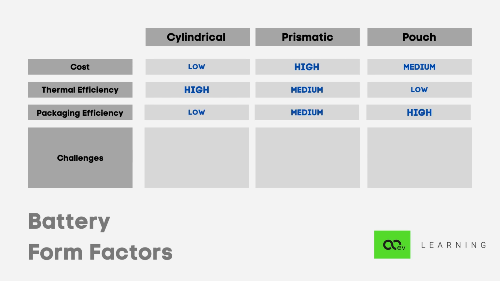Now coming to the packaging efficiency, pouch cell has highest, followed by prismatic and finally cylindrical. The reason being, pouch cell as well as prismatic can just be stacked one above another, or we can say sideways. But if we are placing cylindrical cells, that will leave some spaces, and so the packaging efficiency is lesser.